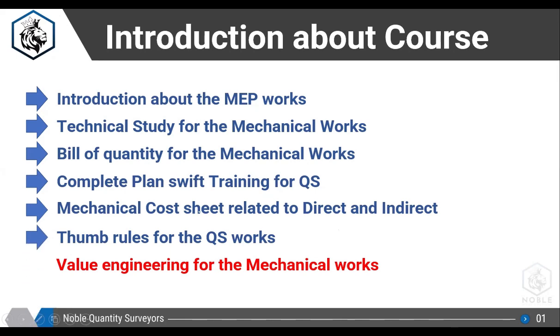The next one is thumb rule for the QS works. Sometimes we don't have the quantities for many items, so how can you estimate quickly for mechanical works? It depends on the built-up area, the tonnage, the linear meter of the pipes, the square meter of the ducts, to calculate the total value of the mechanical works. I have explained this already in my lesson.